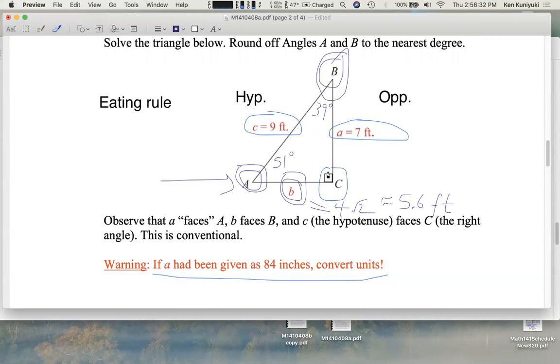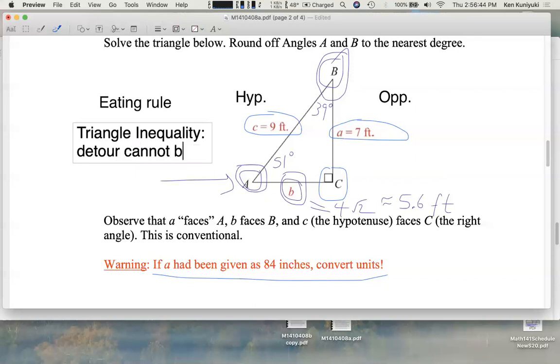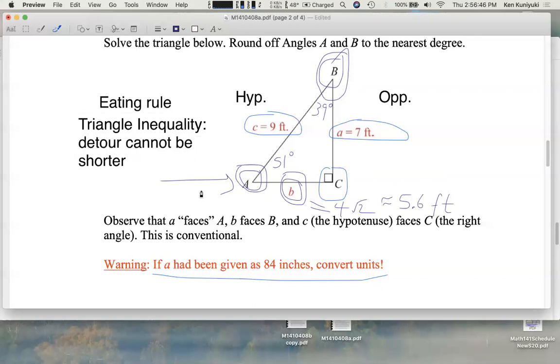Also, there is something called the triangle inequality, which basically says that a detour cannot be shorter than a straight length. So for example, 9 feet has to be shorter than 7 feet plus 5.6 feet, because this represents the straight line segment distance. The detour here must be longer. So you must satisfy the triangle inequality. So again, this could not be 56 feet.